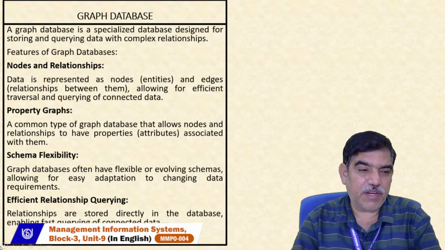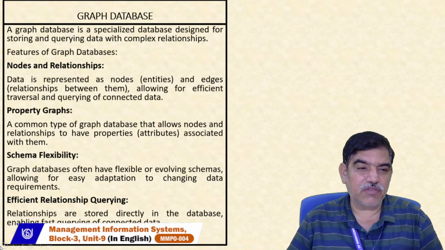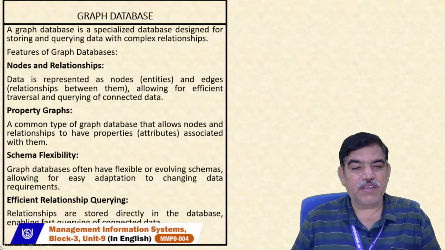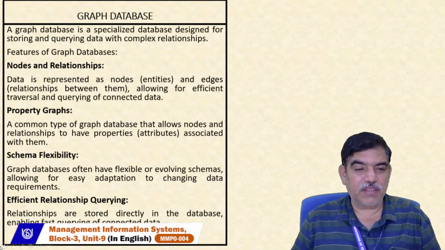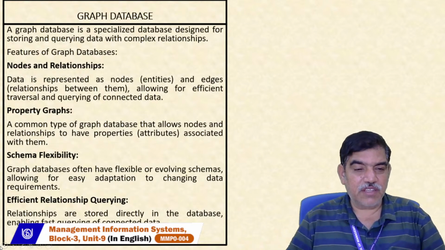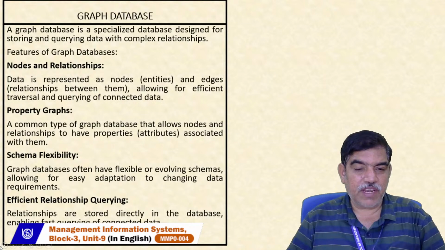Then property graph, a common type of graph database that allows nodes and relationships to have properties or attributes associated with them. Then schema flexibility. Graph databases often have flexible or evolving schemas, allowing for easy adaptation to changing data requirements. Then efficient relationship querying. Relationships are stored directly in the database, enabling fast querying of connected data.